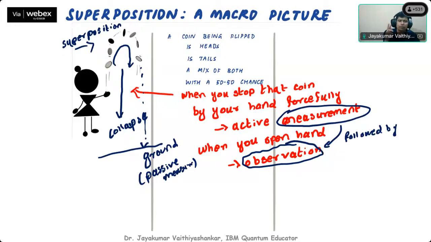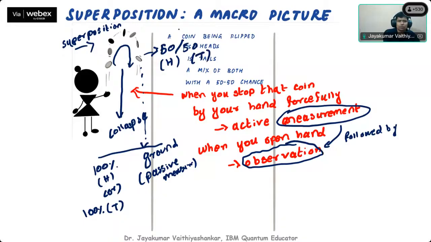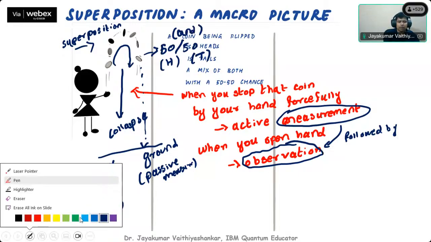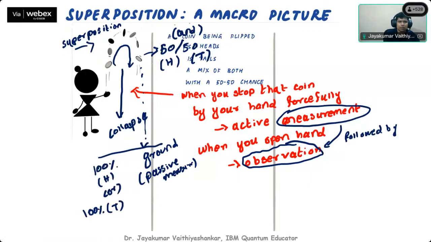During the air flip, you have a 50-50 chance. But when measurement happens, you will have only 100% chance: either head, or tail also 100%. During the air flip, 50% chance for head and 50% chance for tail. So here it is "and", and here it is "or". That is the primary difference. Now you can see this is "and" and this is "or".